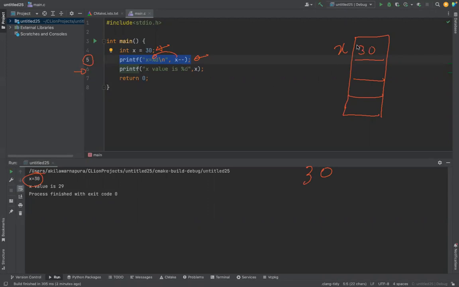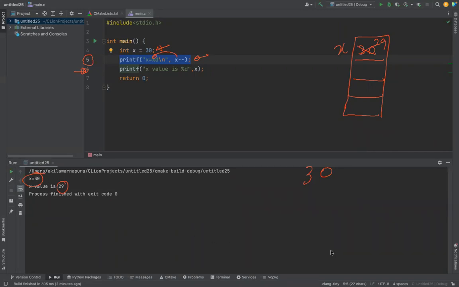Okay. That means this x is now 29. Then we can move to the line number 6. Line number 6 asks to print the x value. X value is now 29. That is why it is 29.